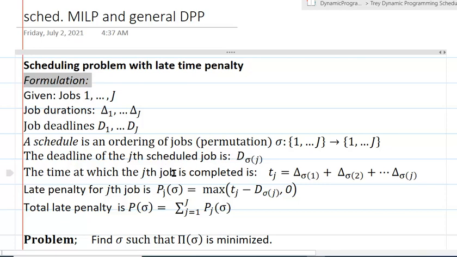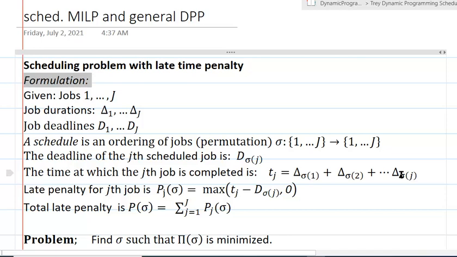Now, the time at which the jth job is actually completed is what? Well, the first job scheduled is going to have a duration of delta sigma of 1, right? Because sigma of 1 is the first job scheduled and delta is duration. Now, after that, job 2 is begun as soon as job 1 is completed. So you have to add the duration of job 2. Similarly, add the duration of job 3, all the way up to the duration of the jth scheduled job, which is sigma of j. So the time at which the jth job is completed is the sum of these durations.